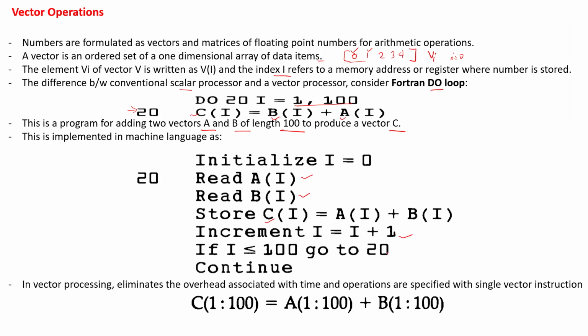If i is less than or equal to 100, then it goes to the loop at address 20 and continues the process. So you'll see that this one is the faster. Okay, this is taking much more time.